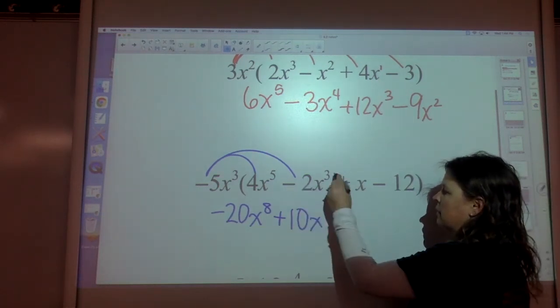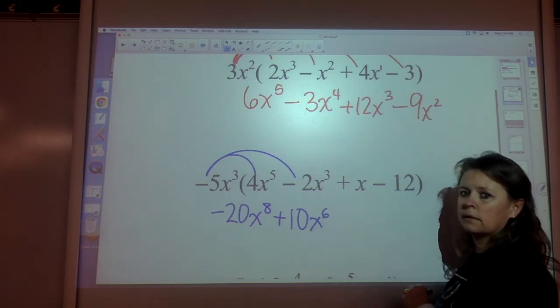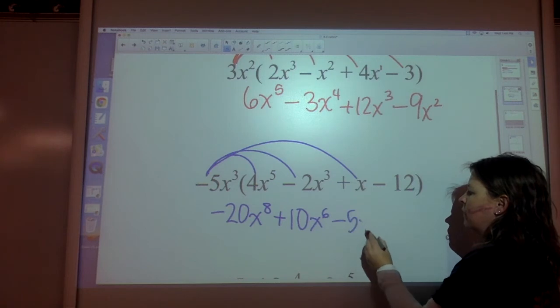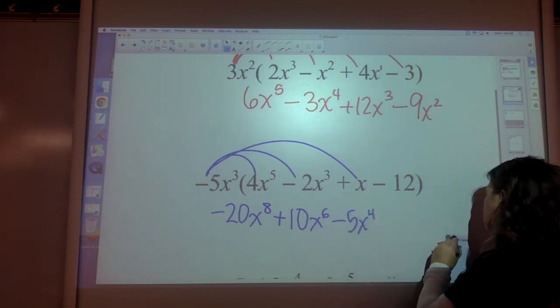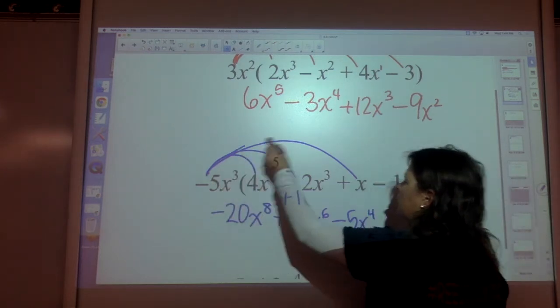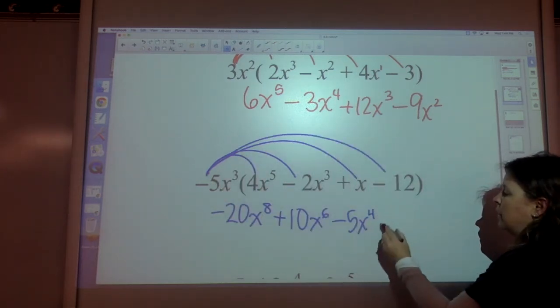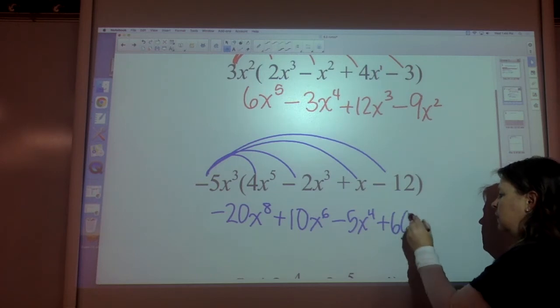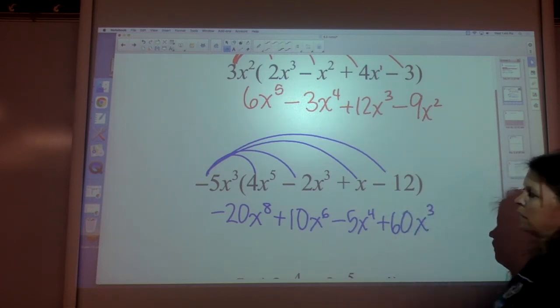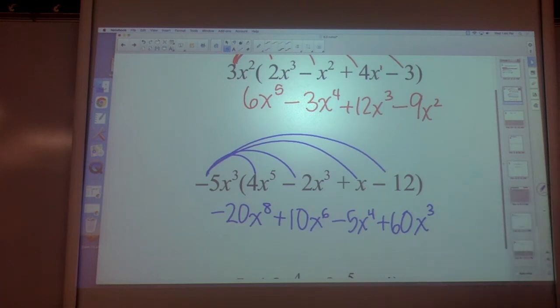Keep the base of x. 3 plus 3 is 6. Continue on to negative 5x to the 4th. And finish it off with a negative 5 times a negative 12 is a positive 60. But take all x cubed with you. You probably won't have a constant at the end anymore, because you're going to be distributing some x's or some variables.